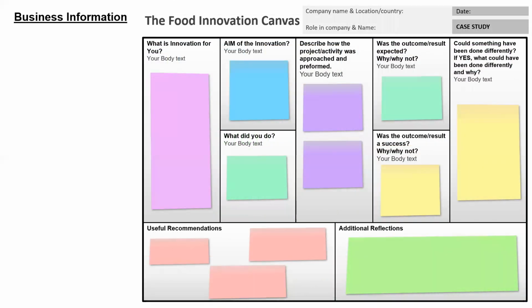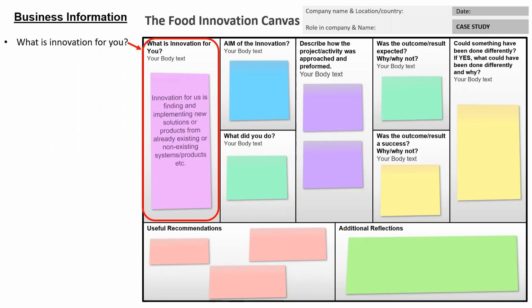I will now continue guiding you through the second page of the Food Innovation Canvas. Here we want to first answer the question, what is innovation for you? We want you to answer it from both a personal perspective, but also from the company side. In our fictive company, the answer was that innovation for us is finding and implementing new solutions or products from already existing or non-existing systems or products.